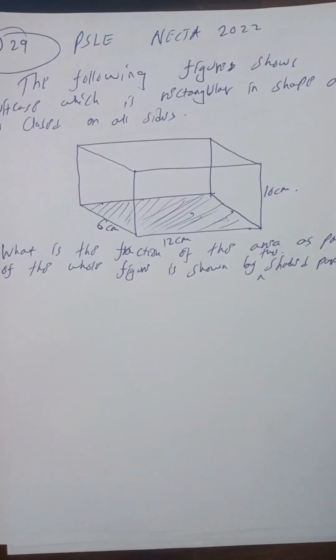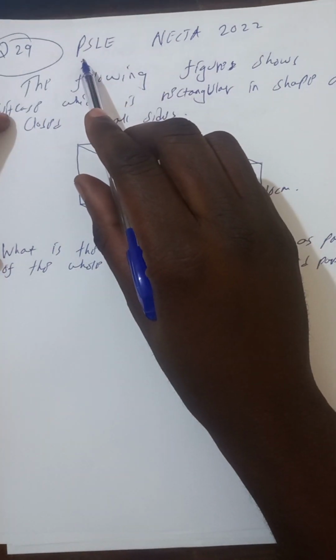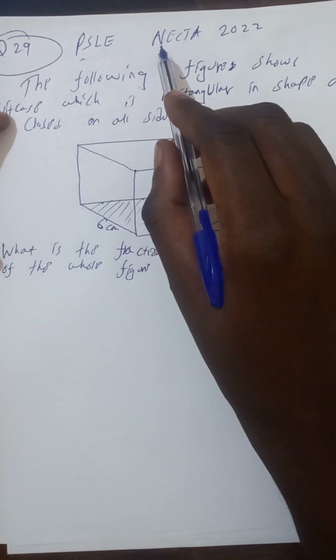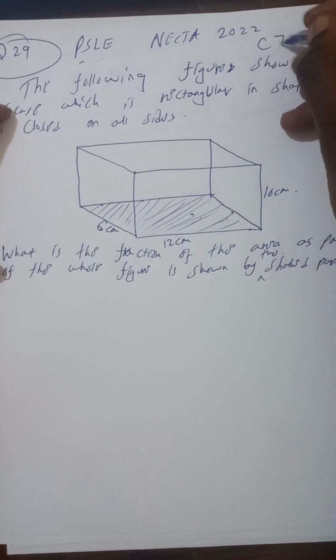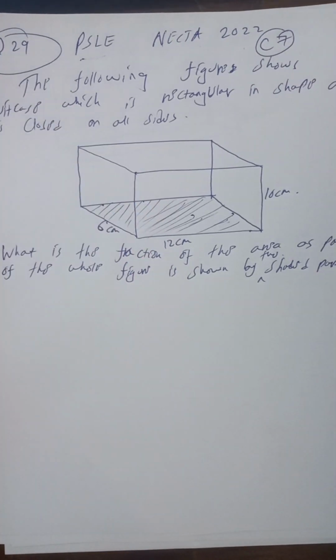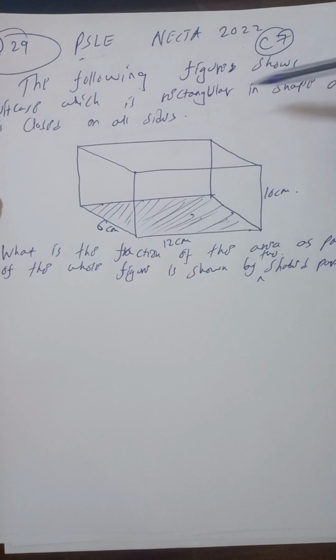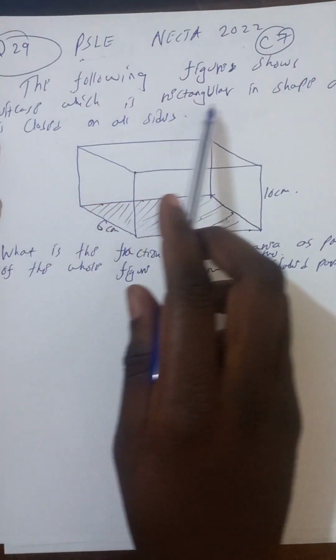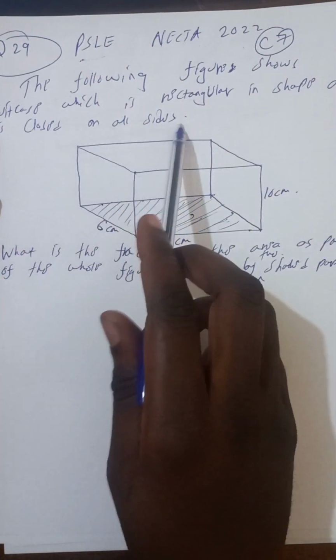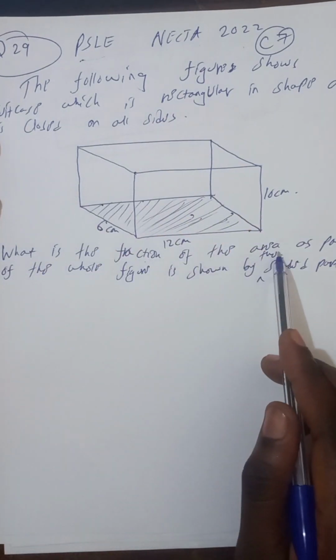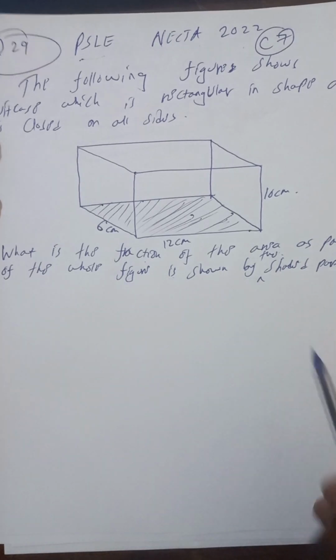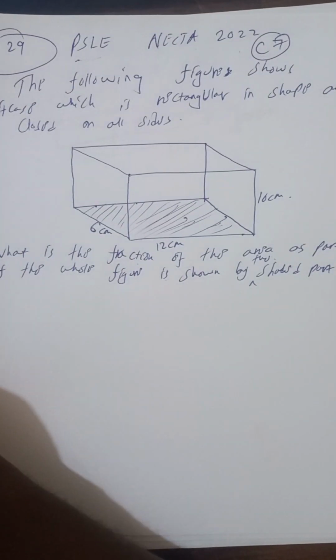Well, this is marriages and let's do some math. This is coming from PSLE NECTA 2022. So this is for class 7s and class 6 also can do it. The following figure shows a suitcase which is rectangular in shape and is closed on all sides. What is the fraction of the area as part of the whole figure is shown by the shaded part?